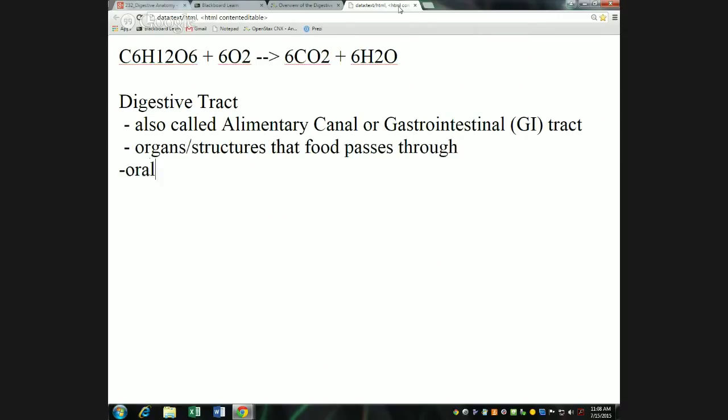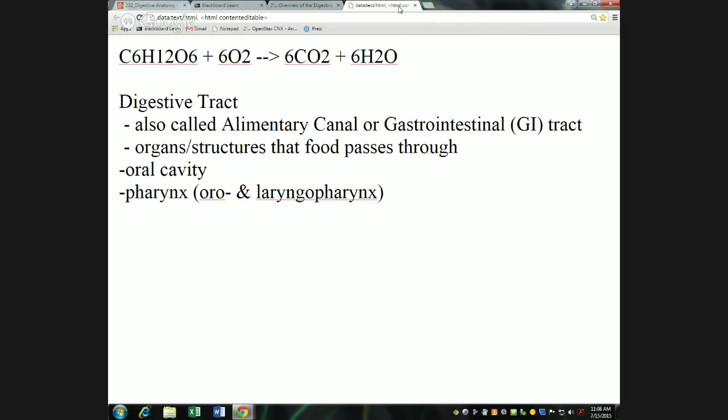It starts with the oral cavity, which is not an organ, which is why I put organ/structures. But it contains organs like the tongue and the teeth and those sorts of things that play a role. And then the food passes into the pharynx, which we were just talking about earlier today. And it only goes into the oropharynx and the laryngopharynx. The nasopharynx is superior to the oral cavity, and food should not go that direction. Okay. Doesn't mean that it can't go that direction, but it shouldn't.